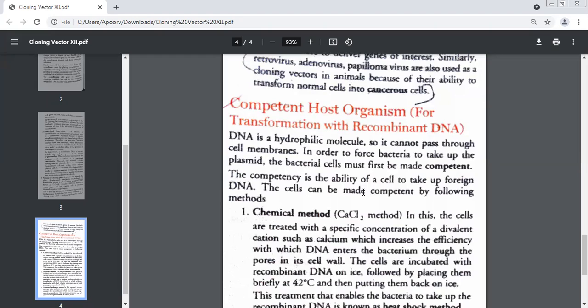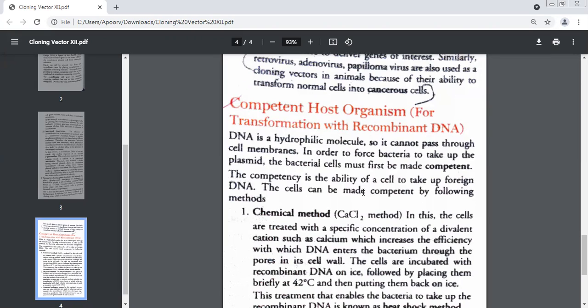Now, supposing you have 2-3 bacteria or 2-3 plant cells or animal cells. Number one is able to take up the foreign DNA. Number two is not able to take up. So which one is a competent host? Number one. So those hosts which take in foreign DNA are known as competent hosts. But in 99% of cases, we do not have competent hosts.